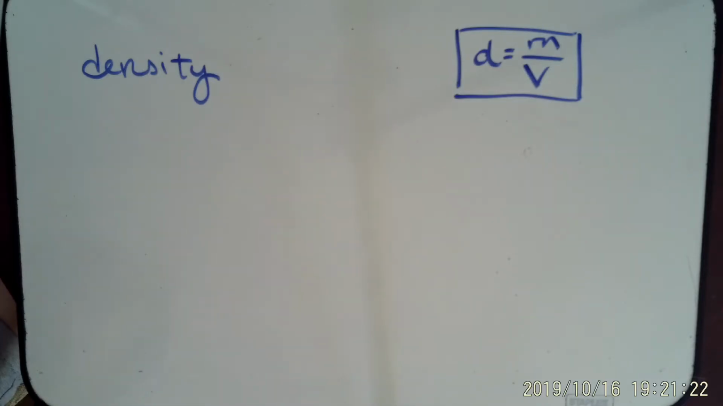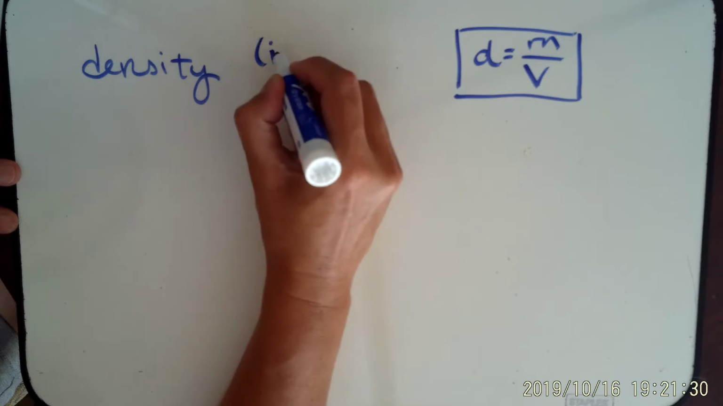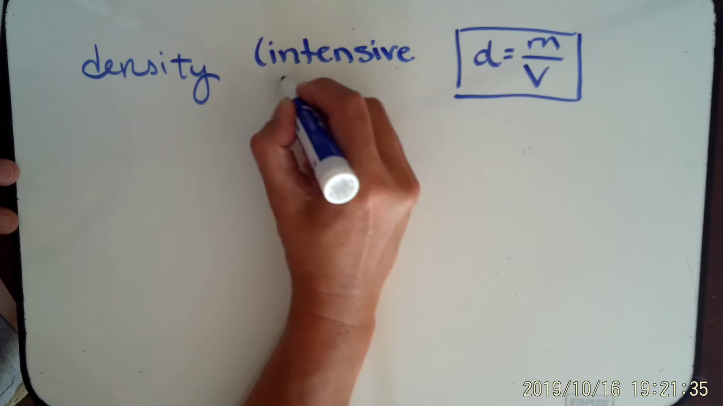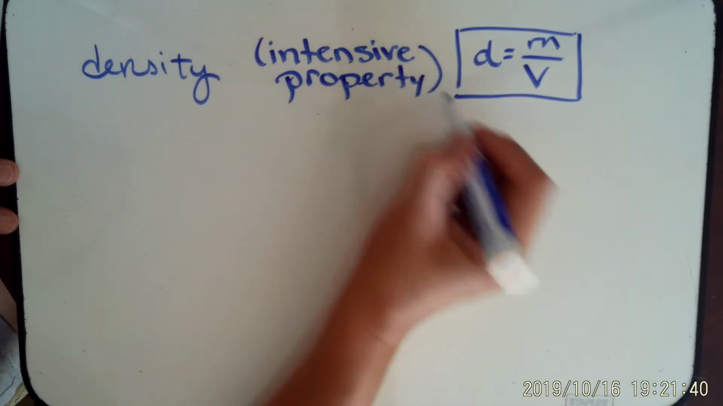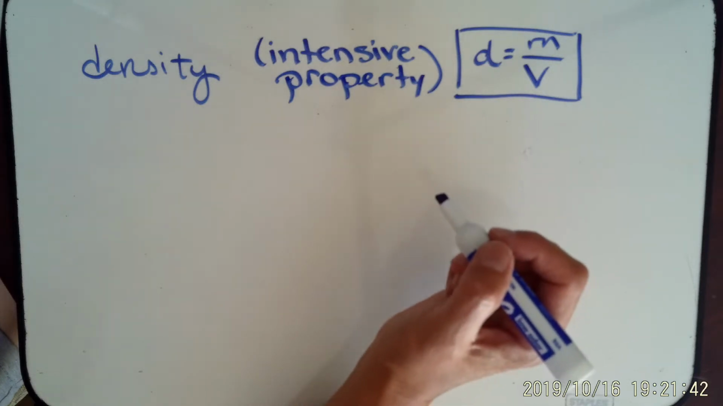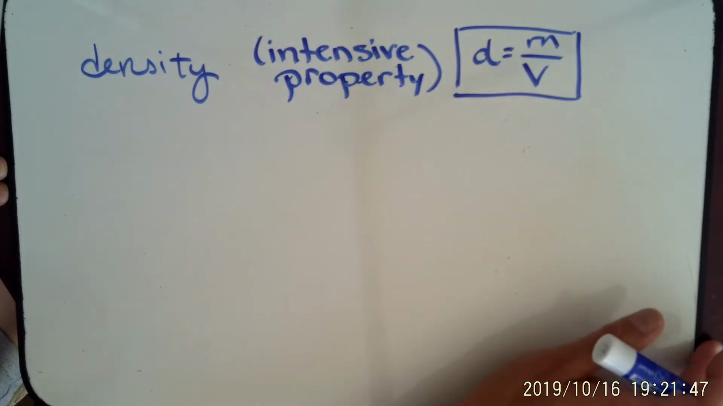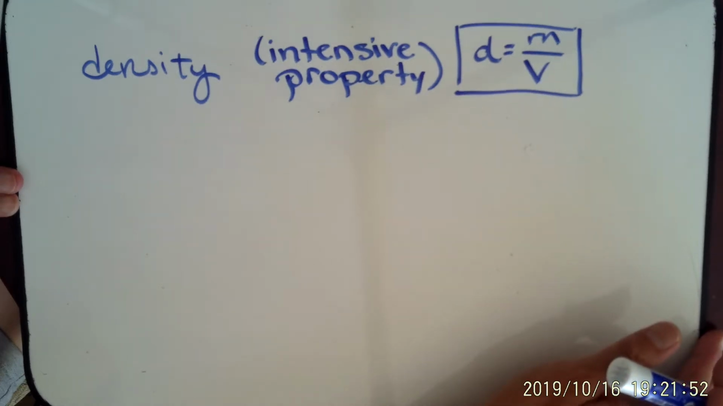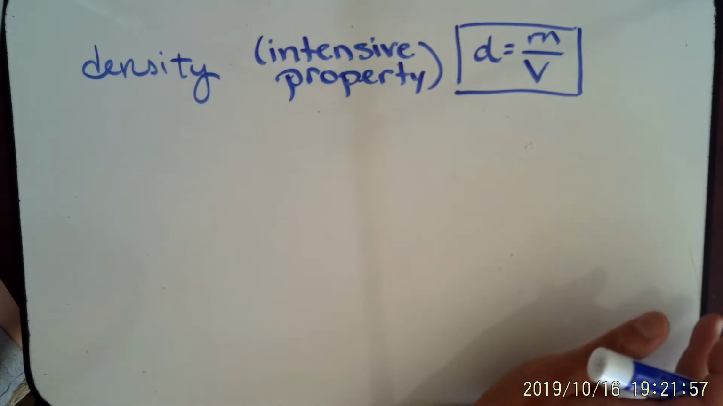Okay, our next topic is density. Density is an intrinsic or intensive property, which means it's independent of the amount you have. So basically, the density of pure water, whether I have 1 drop or 1,000,000 gallons of pure water, will still be equal to 1.0 grams per milliliter at room temperature.